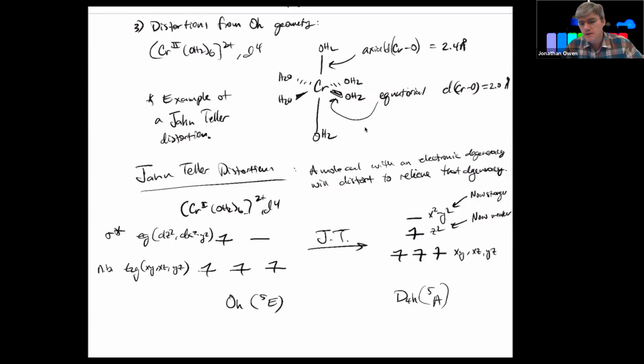Where is the x squared minus y squared? The x squared minus y squared is in the equatorial plane of these four waters, and it points at the ligands, right? X squared minus y squared points at the ligands. You got to remember that. dz squared points at the ligands. It's xy, xz, and yz that do not point at the ligands. Those are in between the ligands. So x squared minus y squared and z squared point at the ligands. And this lengthening along z will drop the z squared. The bonding gets weaker when you stretch the bonds.